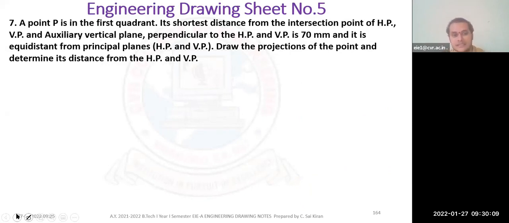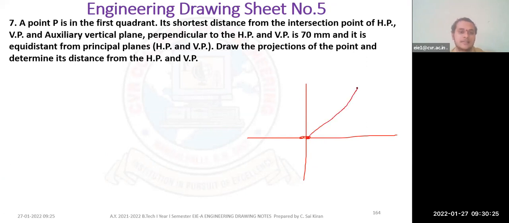A point P is in the first quadrant. Its shortest distance from the intersection of HP and VP. Okay. So where the HP and VP meet, from this point, the shortest distance they are saying. This point, the shortest distance they are saying. They told that it is 70 mm. Shortest distance, it is 70 mm.